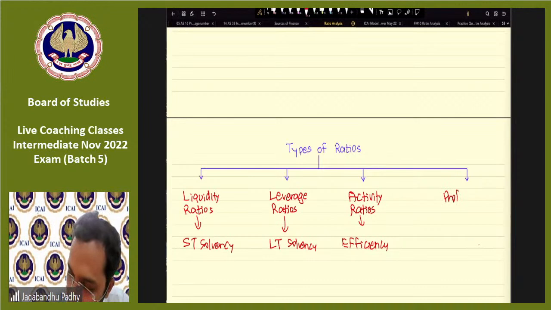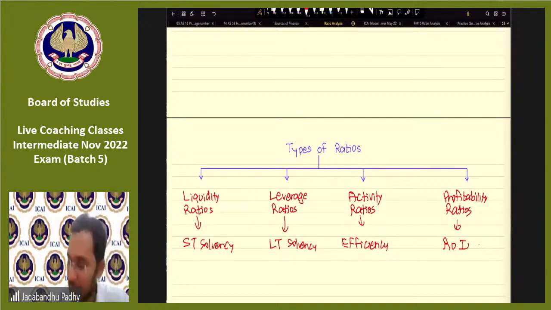And then we have profitability ratios, which will tell us what is the return on investment that we are generating. So broadly, I am classifying these ratios into four categories, right?